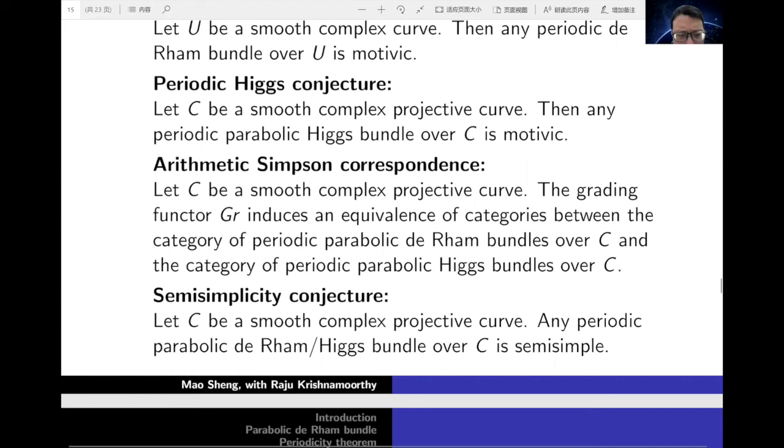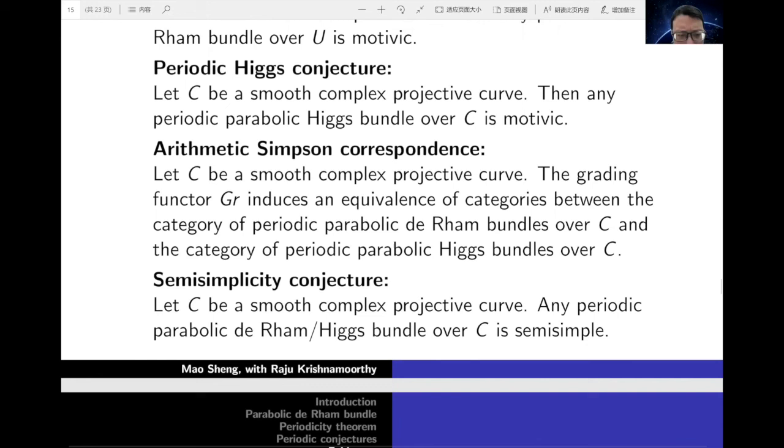The second subconjecture is the semi-simplicity conjecture. This is also a consequence of the periodic Higgs conjecture. Say C is, as before, a smooth projective curve. Then any periodic parabolic de Rham bundle or Higgs bundle over C is semi-simple. This is purely linear algebraic: you have a parabolic de Rham bundle or Higgs bundle, use the periodic condition, and then the conjecture says it is semi-simple.